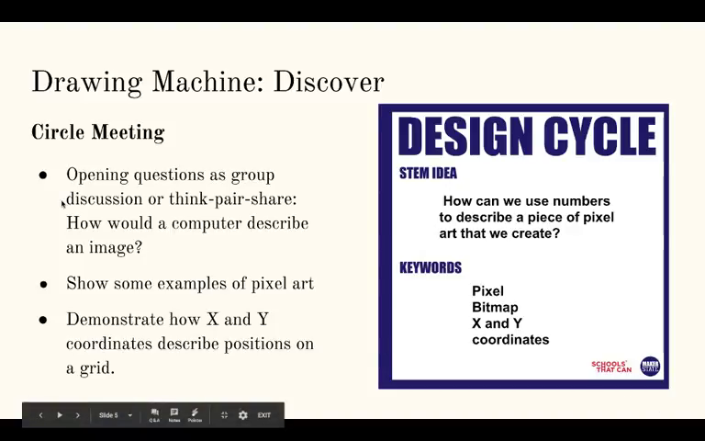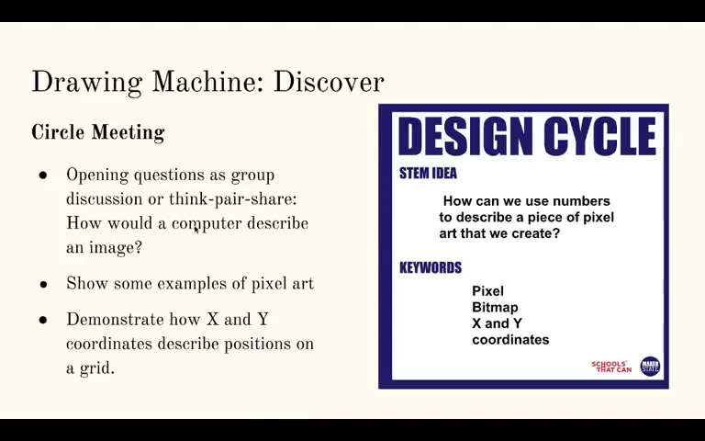Okay, so for your circle meeting, you're going to want to open up with maybe a general question like, how would a computer describe an image? And that will perhaps get your students thinking about pixels and give you a nice opportunity to introduce some of these other key terms. So we just talked about pixel. A bitmap is the literal answer to how a computer describes an image. A bitmap is the ordered list of coordinates and pixel color values that a computer internally creates and uses to describe different images. And that's what your students are going to do using those blank bitmaps we looked at a second ago and their own pieces of pixel art.